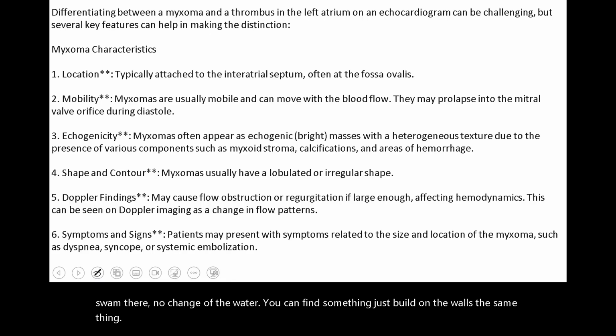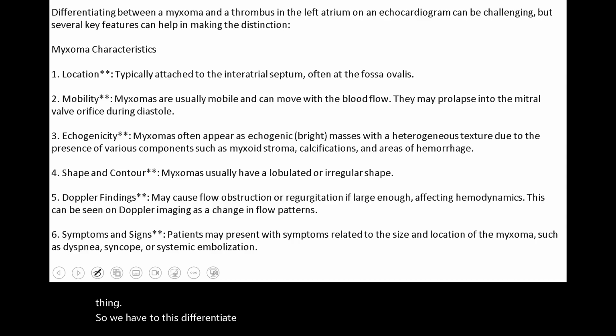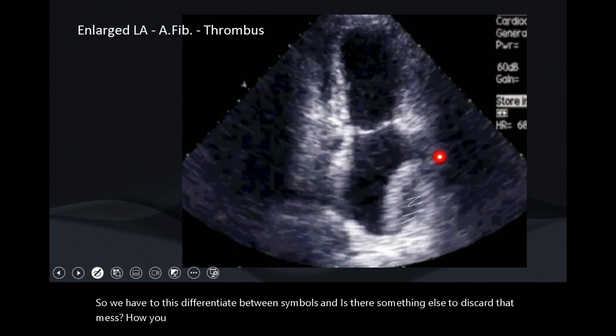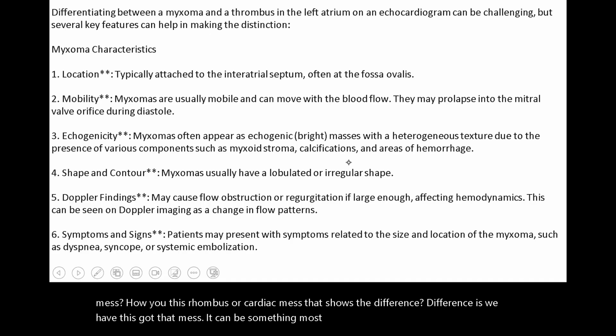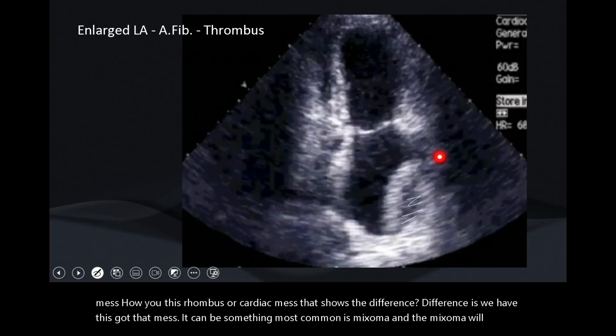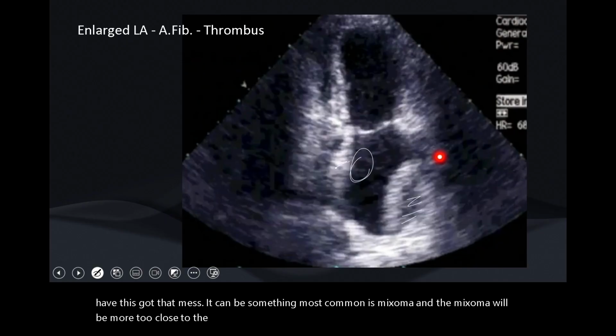So we have to differentiate between thrombus and something else, which is cardiac mass. How do you know this is thrombus or cardiac mass? I'll show you the difference. The most common cardiac mass is myxoma. And the myxoma will be closer to the foramen ovale. This is where the foramen ovale will be here. It's going to be close to the septum.